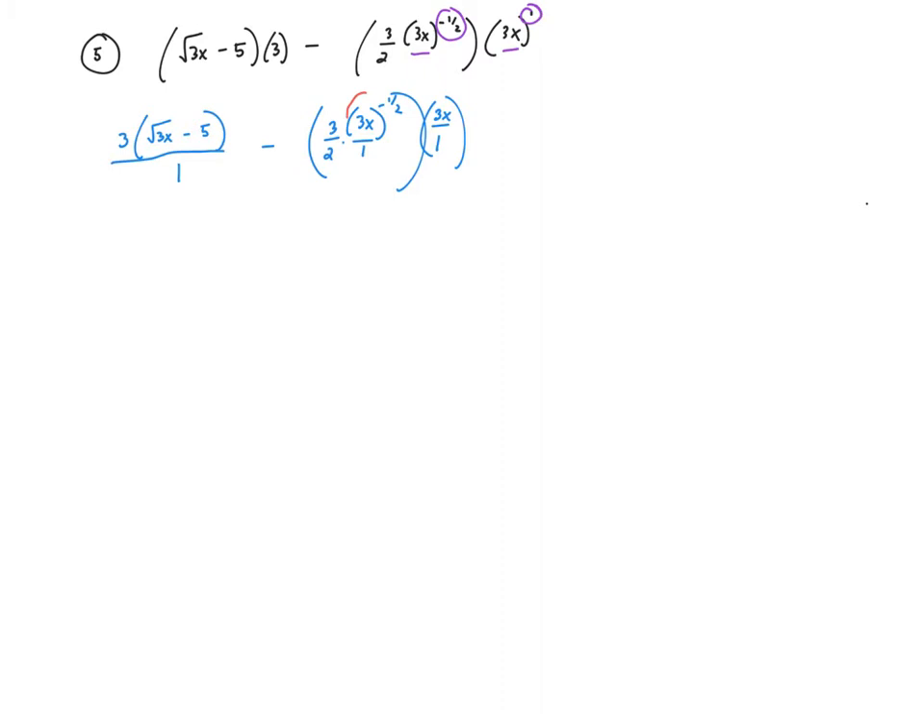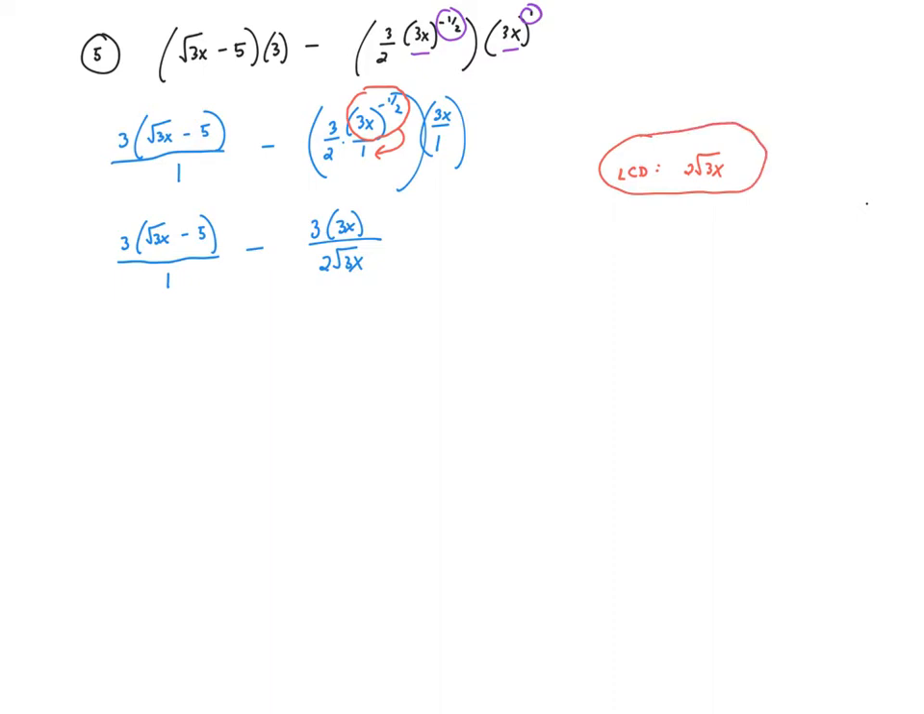Next, rewrite 3x to the negative 1/2. So throw the 3x in the denominator and make the exponent positive. We would obtain this. To subtract these fractions, we need a least common denominator. In this case, the least common denominator is 2 times root 3x. So multiply the numerator and the denominator of the first fraction by 2 root 3x.